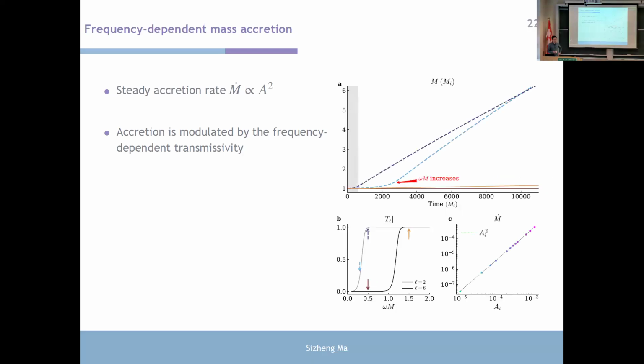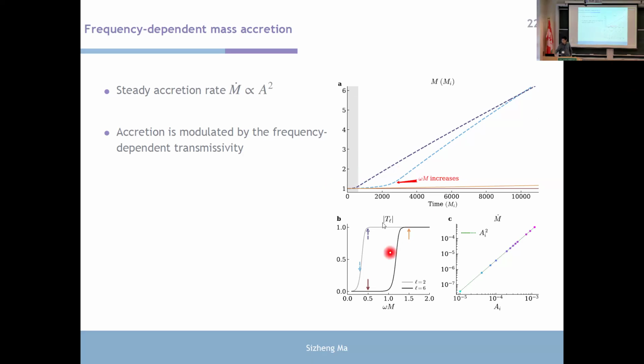Now let's go back to this figure again. This panel shows the transmissivity as a function of omega times M. In the low frequency range, you can see the transmissivity is almost 0. The black hole becomes gradually transparent as omega goes to a larger value, and eventually it asymptotes to unity.